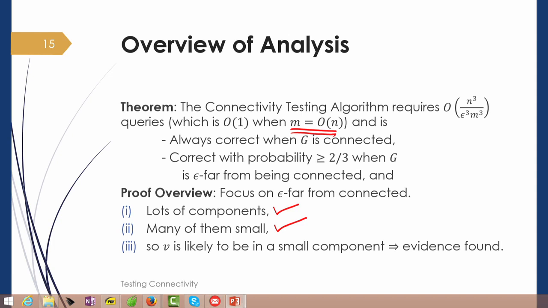And we'll of course define small quite precisely. And then we'll go on to show that our randomly chosen V is likely to be in a small component, therefore leading us to the evidence that we are seeking. And in the third step, we'll work out the probability with which we will land in a small component, and therefore the probability with which our overall algorithm is going to be correct. So this is the overview of our proof. So let us go on to the first step in this proof sequence.